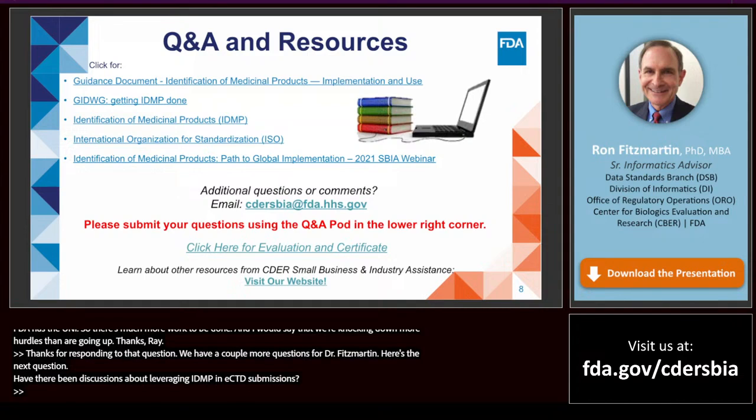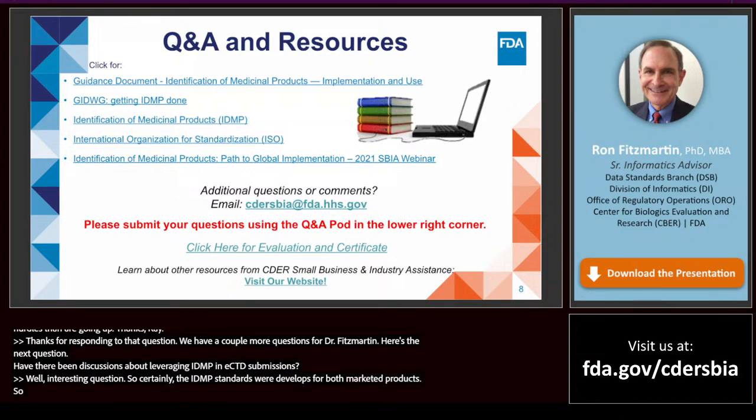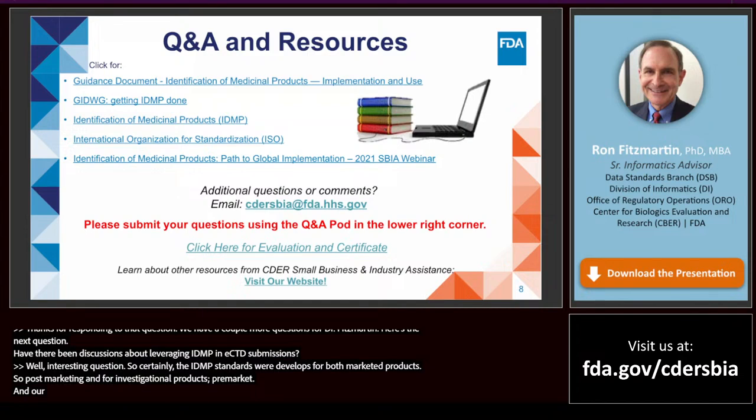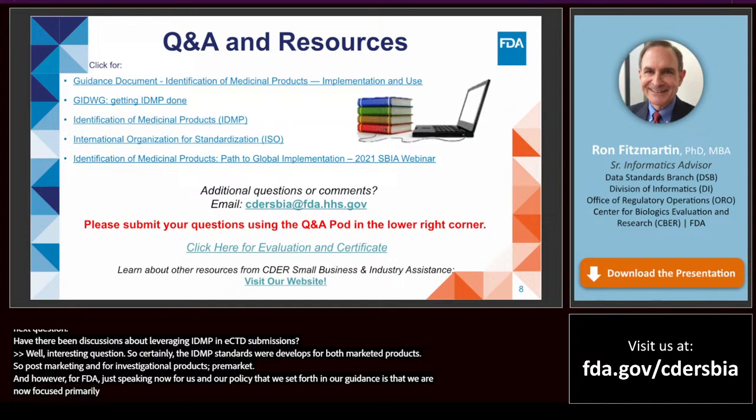Well, interesting question. Certainly the IDMP standards were developed for both marketed products, so post-marketing, and for investigational products, pre-market. However, for FDA, just speaking for us and our policy that we set forth in our guidance, we are now focused primarily on post-market implementation of IDMP.